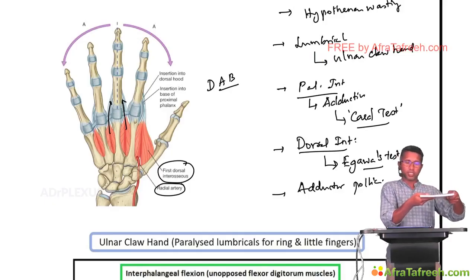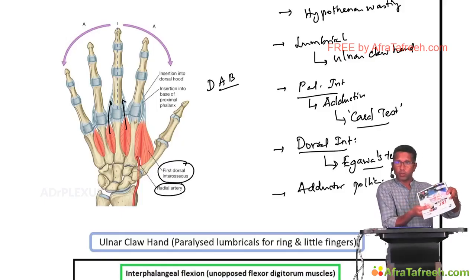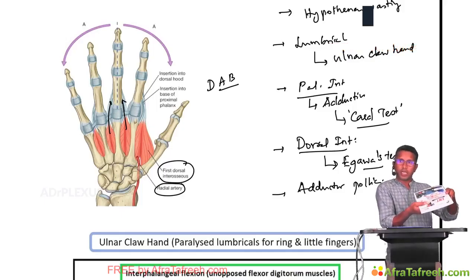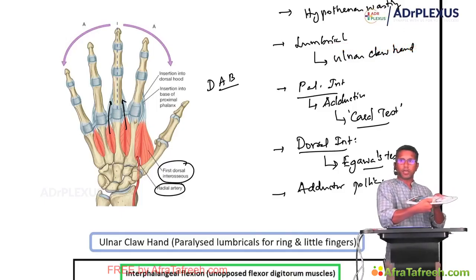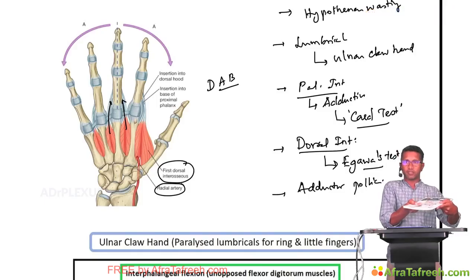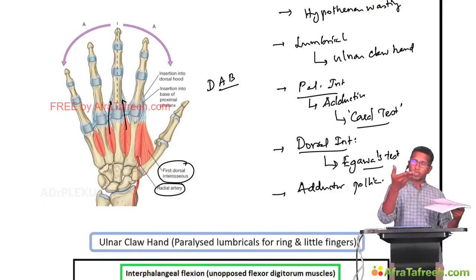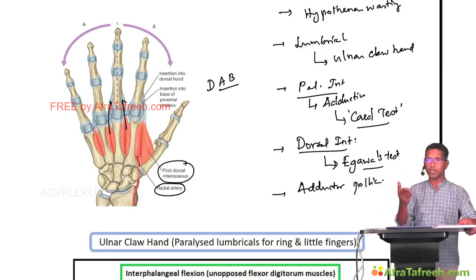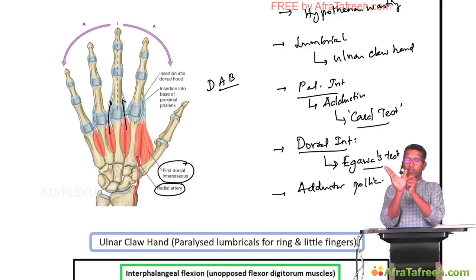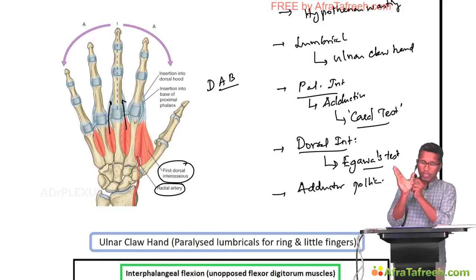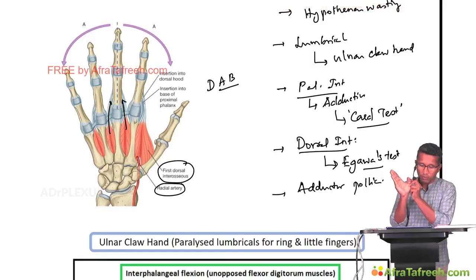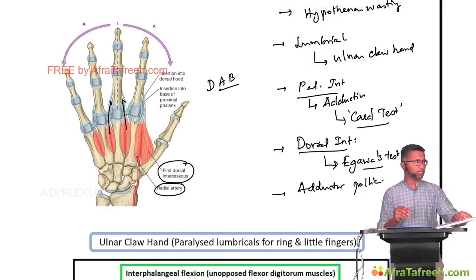If his adductor pollicis is working, he will be able to hold the book normally. But if the adductor pollicis is not working, what he will do is, just see my finger, he will try to flex the thumb and try to hold the book. Can anybody tell me what is the muscle that is responsible for flexion of the thumb, or for interphalangeal joint flexion? Very good. It is flexor pollicis longus.